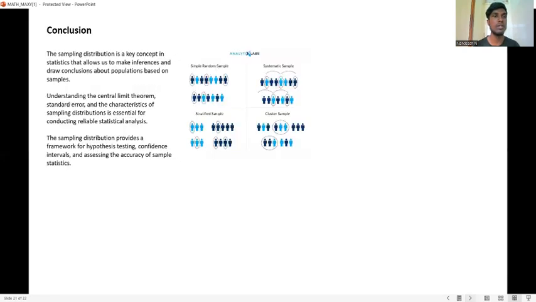So, lastly, in conclusion, the sampling distribution is a key concept in statistics that allows us to make inferences and draw conclusions about a population based on samples. Understanding the central limit theorem, standard error, and the characteristics of sampling distributions is essential for conducting reliable statistical analysis and assessing the occurrence of outcomes. So this is about the sampling distribution.